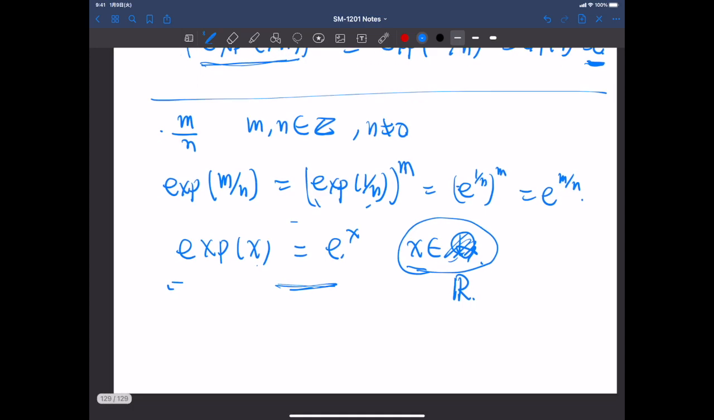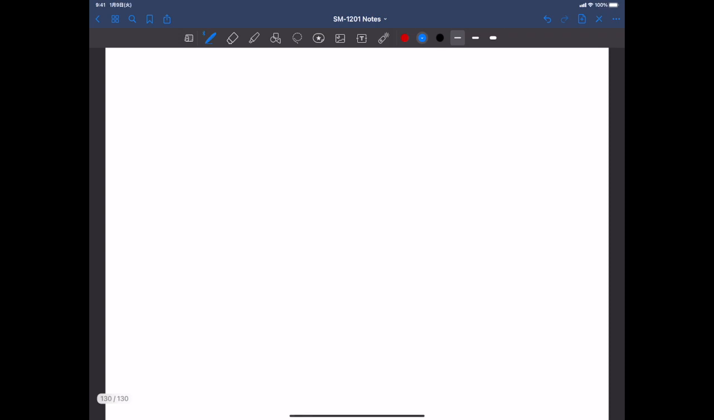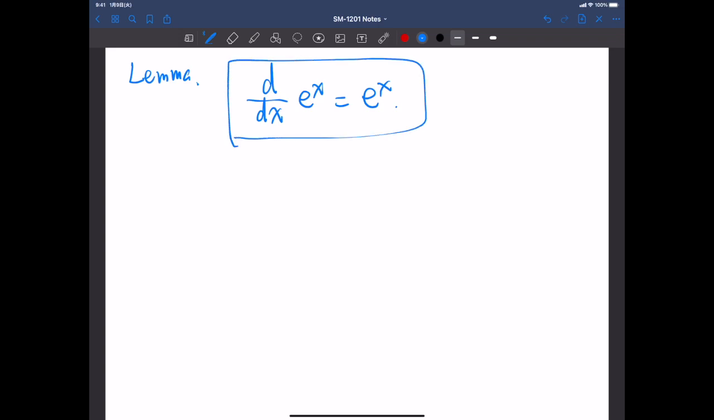Now, we prove another lemma. This is one of the most conspicuous properties of this exponential function. d/dx e to the power of x is equal to e to the power of x. So this means this function, e to the power of x or exp of x, is the solution of this differential equation. So let's prove this.